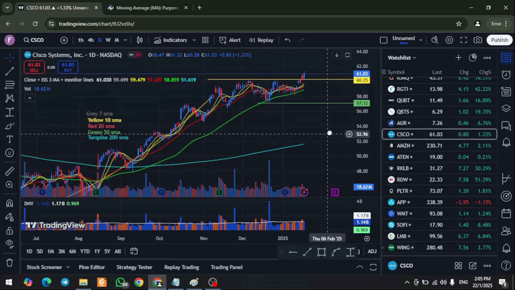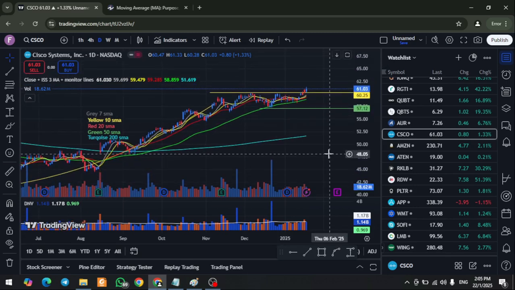Okay, that's how you use the simple moving average as your support line, and where to put your stop loss.